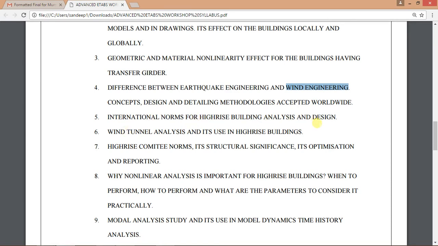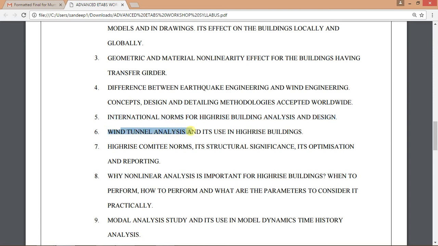International norms for high-rise building analysis. Now there are various different codes, of which UBC 97 is one. If you come to the Indian code, IS 1893 is there, and for wind engineering there is the wind code. So there are international codes: American codes, Australian codes, Indian codes, Euro codes. So what all the different norms that you will be considering whenever you are modeling any high-rise buildings, that we will see in this.